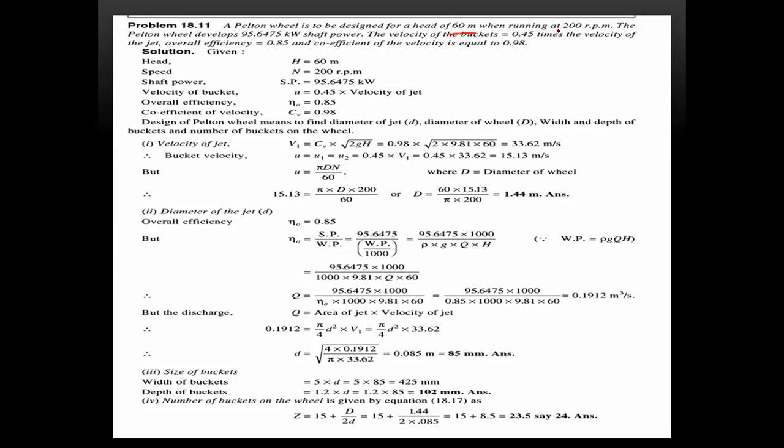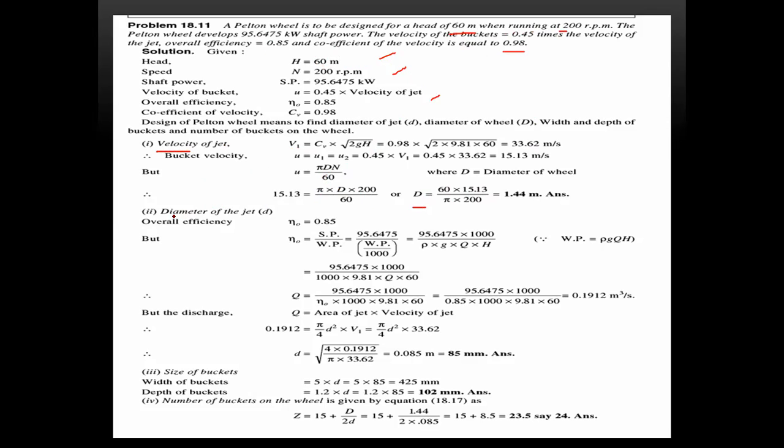Running at 200 rpm. So this is the power, so this is the efficiency, velocity. So write the given data, write all the given data. What is the velocity of the jet? Velocity is equal to CV into root 2gH. Find the value, find the U1, you will get the values. Therefore find the diameter D.